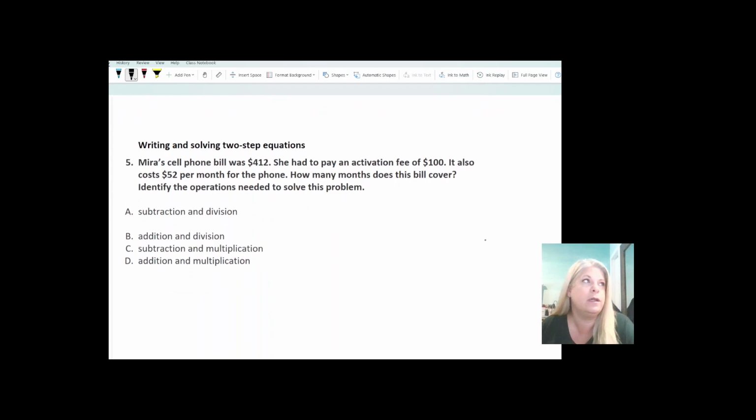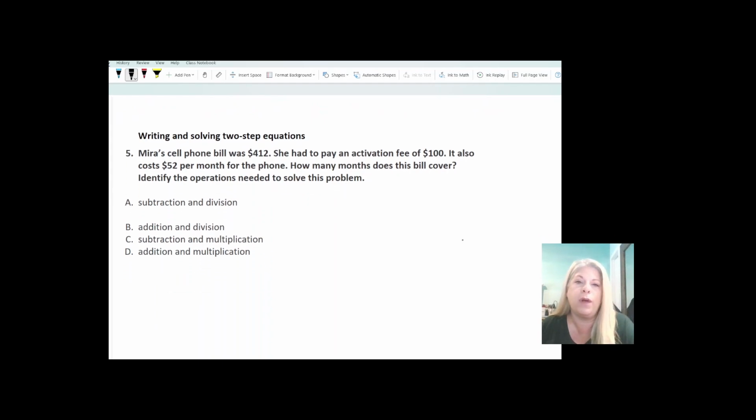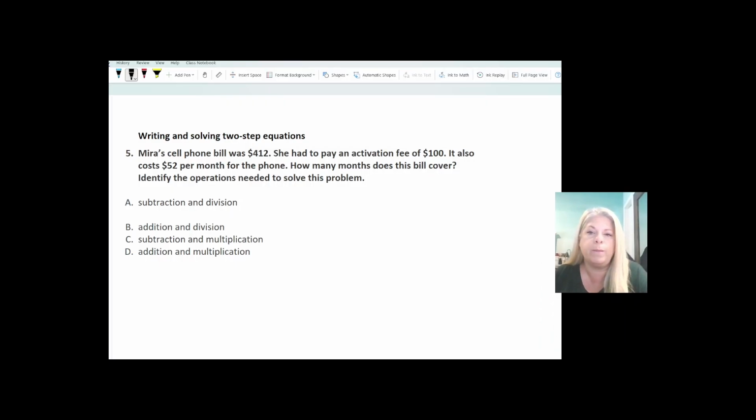Last question, and this is talking about writing and solving two-step equations. So for this one, it says Mira's cell phone bill was $412. She had to pay an activation fee of $100. It also costs $52 per month, so a lot of keywords here, for the phone. How many months does this bill cover? Identify the operations needed to solve this problem.